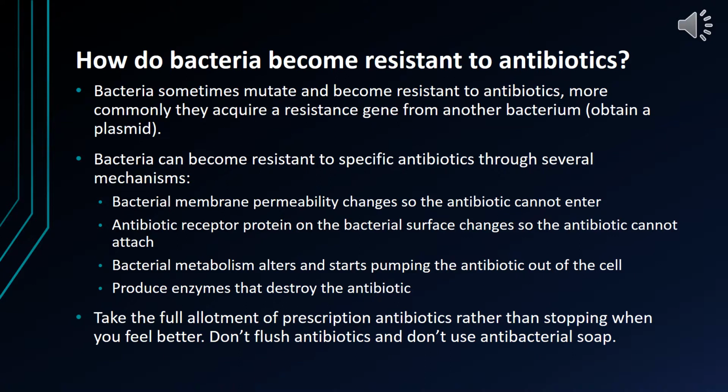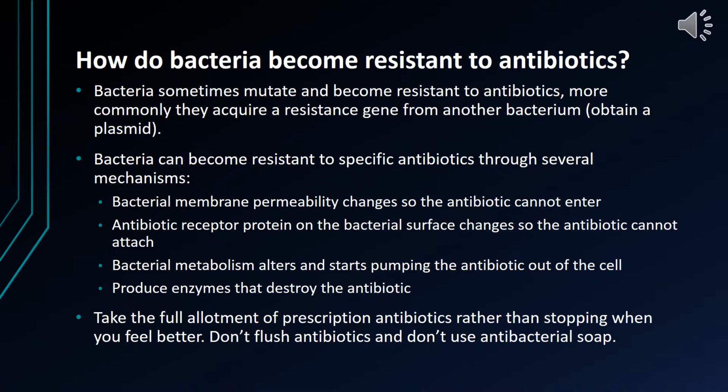And a plasmid is a circular piece of DNA contained within a bacteria in addition to its double helix DNA. And bacteria can replicate these and then trade them off like trading cards in a process we call conjugation. Bacteria can become resistant to specific antibiotics through several mechanisms. So there are different things the bacteria does after receiving this gene to become resistant to antibiotics.